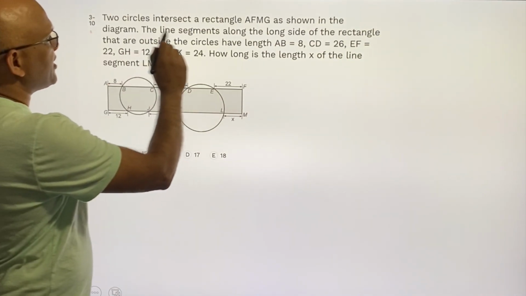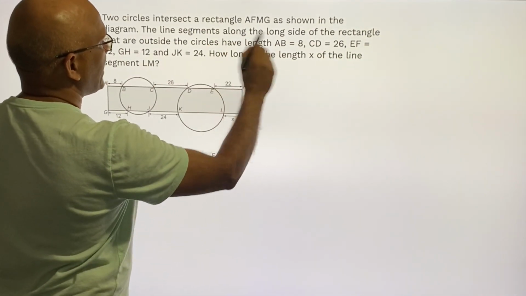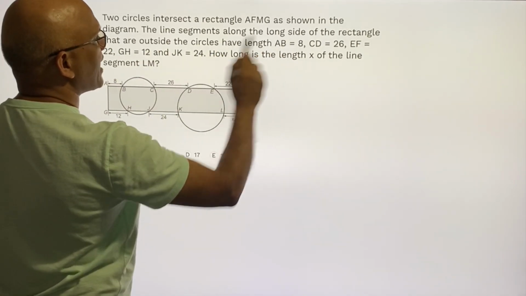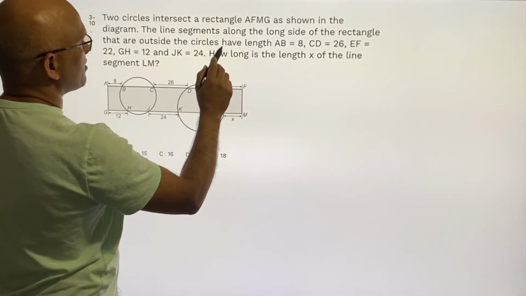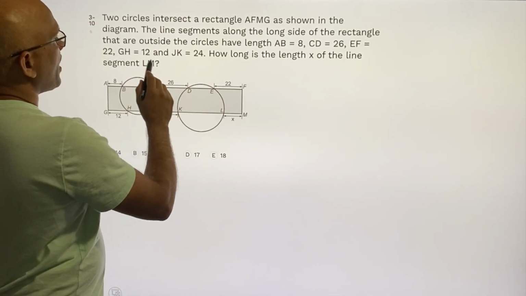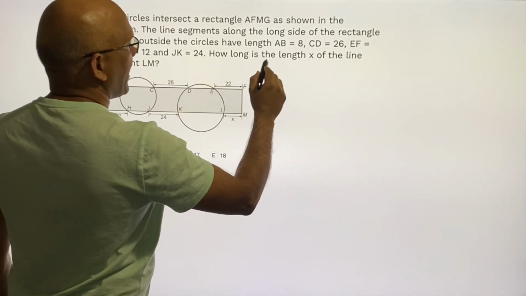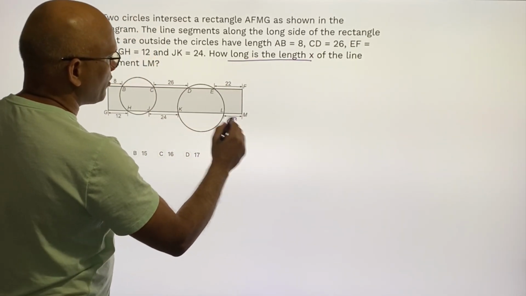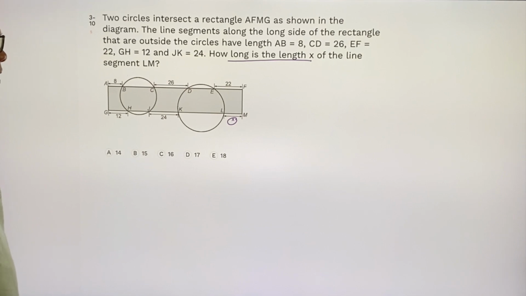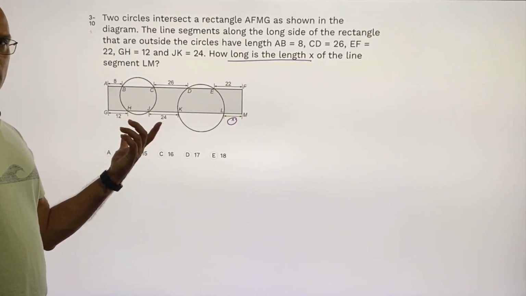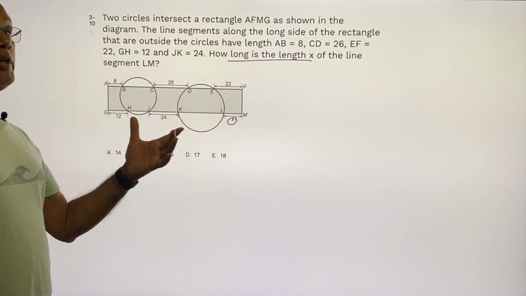Two circles intersect a rectangle AFMG as shown in the diagram. So this is the diagram. The line segments along the long side of the rectangle that are outside the circles have length, okay, these are the lengths also shown here. How long is the length x of the line segment LM? So we need to find out this x. Notice that we are not given the radius of the circles, right? So probably we don't need it.